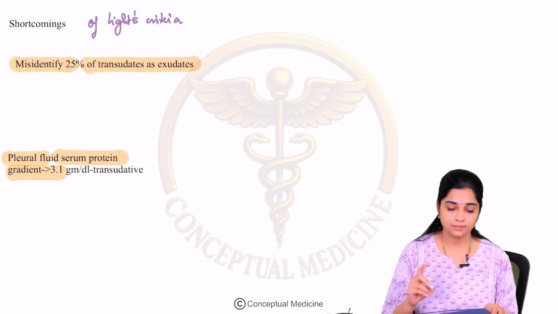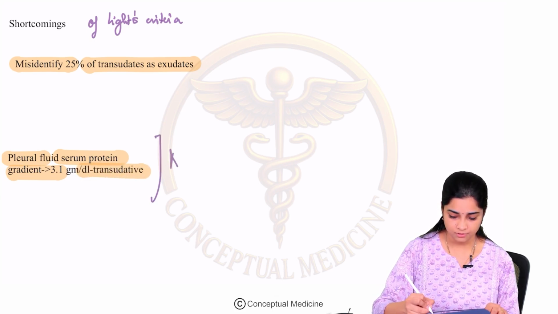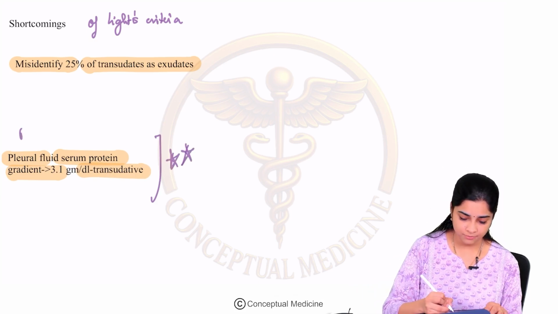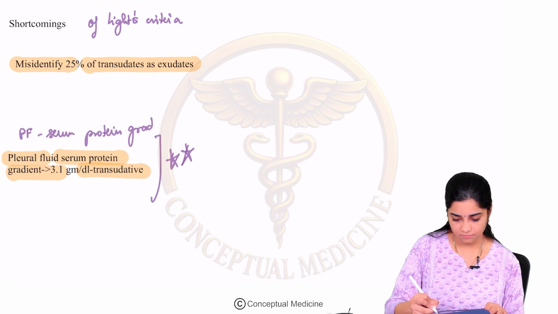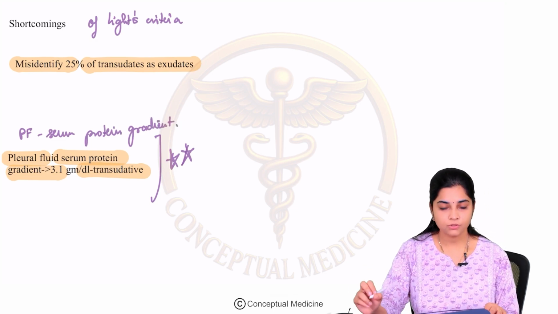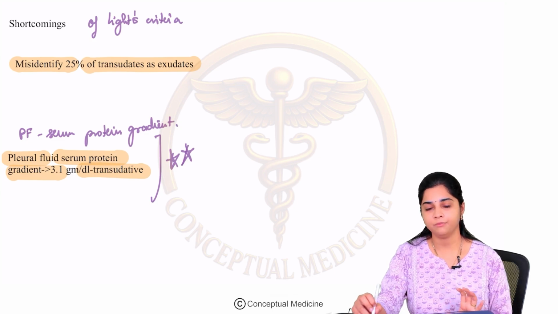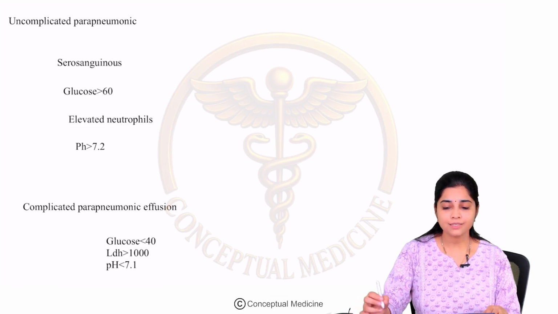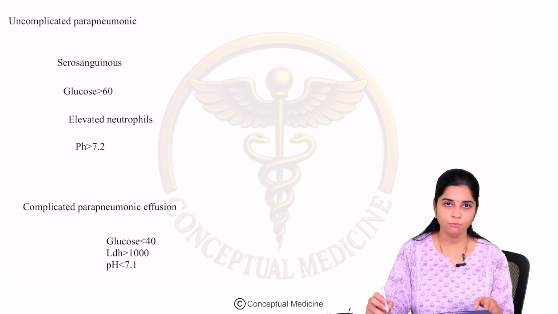If it is more than 3.1, then this is a transudative effusion. So this is the pleural fluid serum protein gradient. So this is the role of your pleural fluid serum protein gradient in identifying which exactly is a transudative effusion. Okay, so now let us look at some of the most important etiologies for pleural effusion one by one.